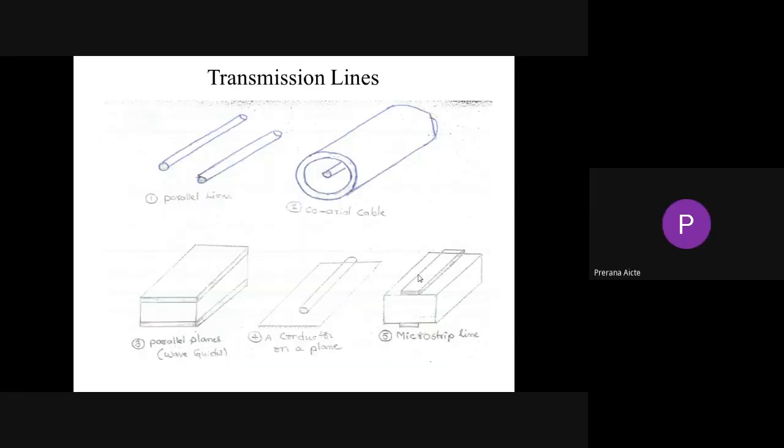These are different types of transmission lines. That is parallel lines, like a landline telephone wire, and this is a coaxial cable. An example is a dish wire, while connecting from the antenna to the TV, and waveguides and microstrip lines. Shall I go for the next slide? Yes, sir. Okay.